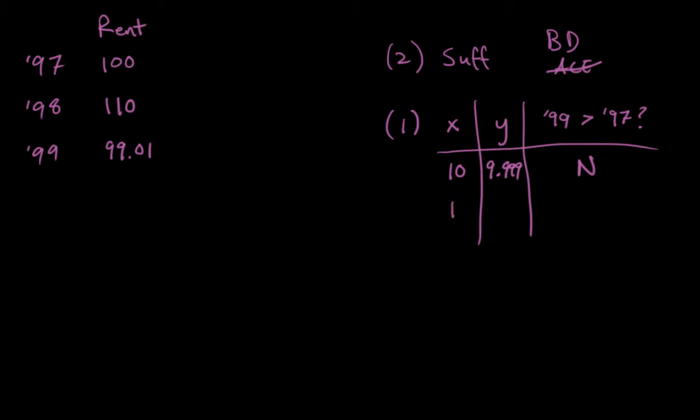But let's say that X is 10 and Y equals 0. Well, then the rent would start at $100, go to $110, and stay at $110. So in that case, the 1999 rent is greater than the 1997 rent. So I get two different answers to the question. That means it's not sufficient, and the correct answer is B.